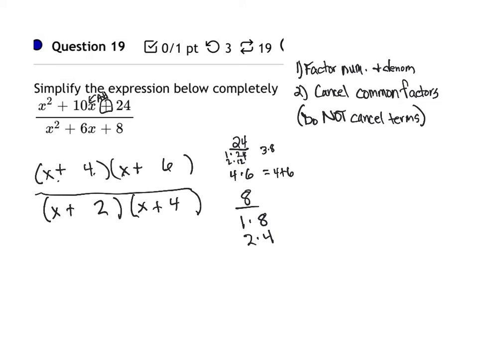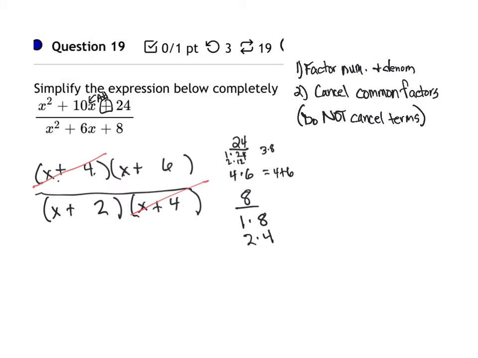Now I start with the first binomial, x plus 4. Do I have one on the bottom? Yes. So they cancel. When they cancel, they go to ones. I don't usually put a 1 there because it gets confusing. But remember, 1 times anything is just what you're multiplying the 1 by. Then I have an x plus 6, but I don't have one on bottom. So there's nothing more I can cancel.